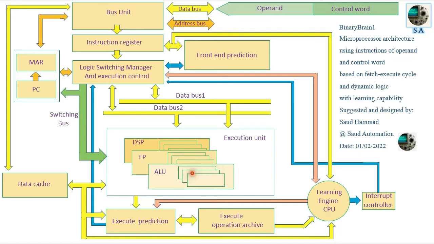which will perform the operation and set the flags accordingly. If the operand is an address, in the case of direct addressing mode, for example, then the memory address register will be set by the logic switching manager to accept the address, which will be already available on the bus and loaded to the external address bus for a normal memory location read, and so on.